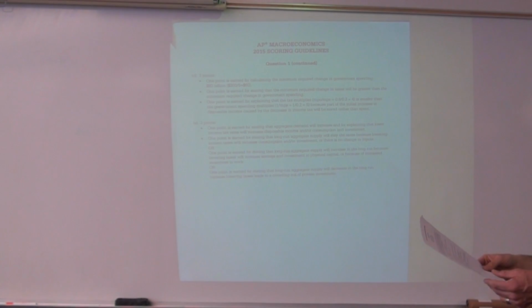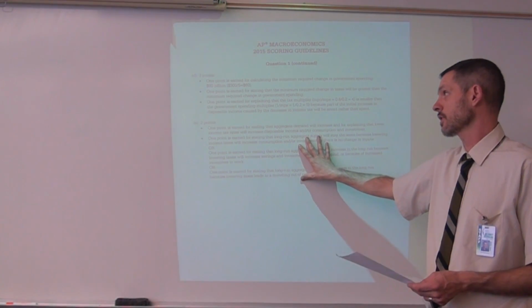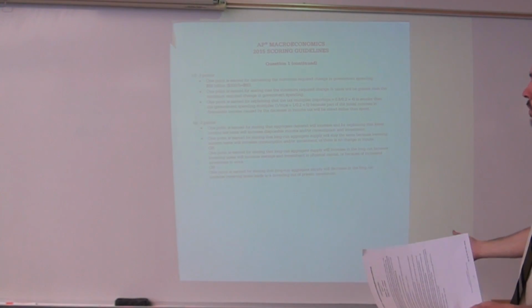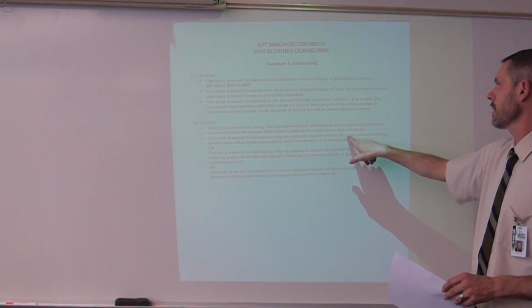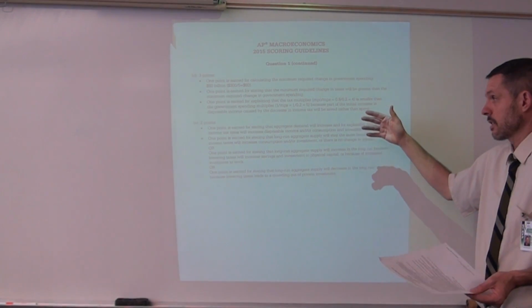But then it says, okay, what's going to happen to long-run aggregate supply? And this is where you just have to be consistent with your answer, but 3 answers would be acceptable. So we're lowering income tax rates. What should happen? Well, long-run aggregate supply stays the same because that doesn't change inputs. Okay, it stays the same.